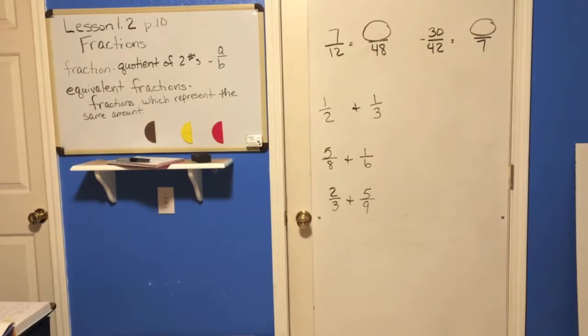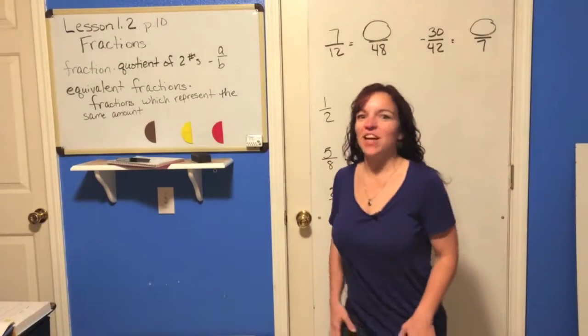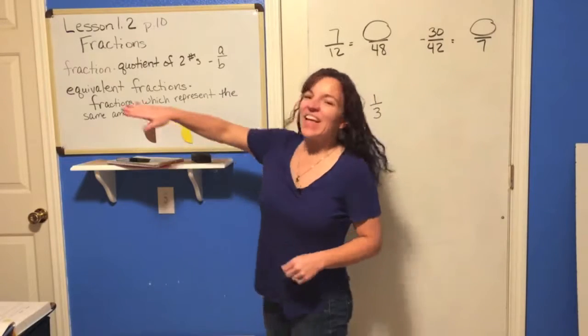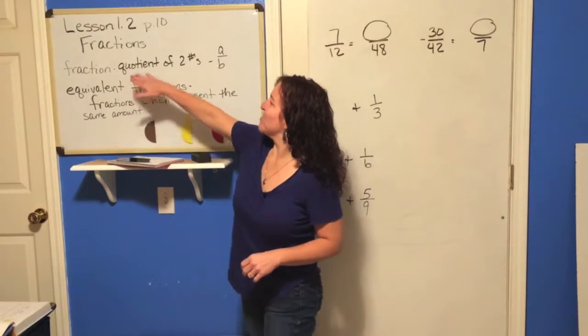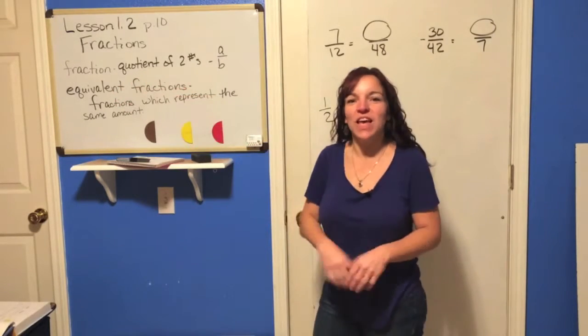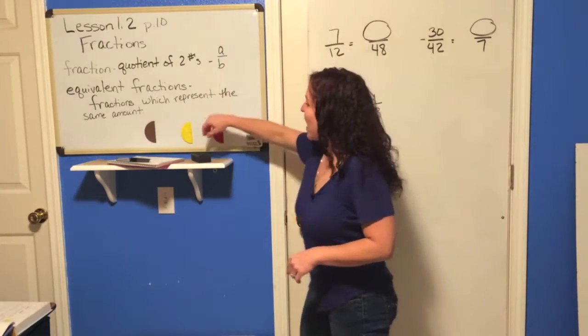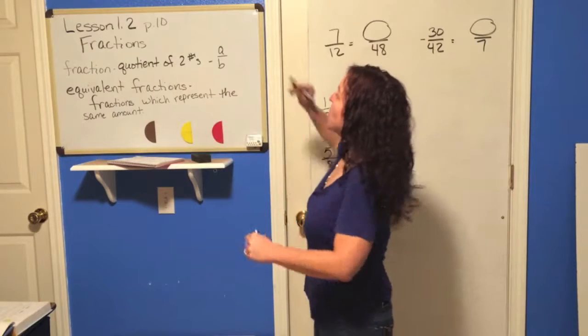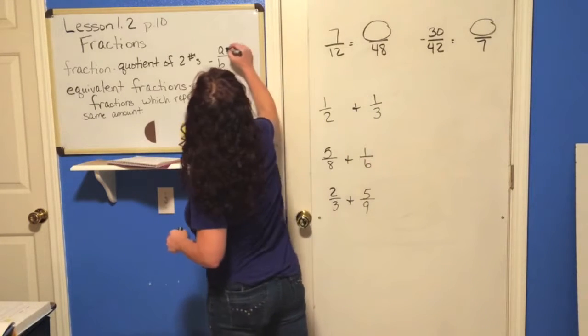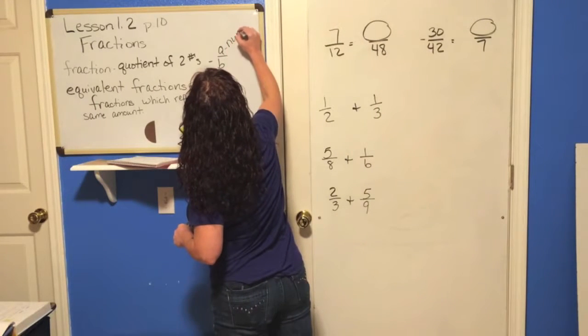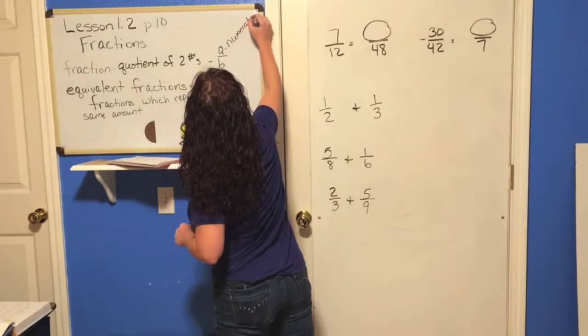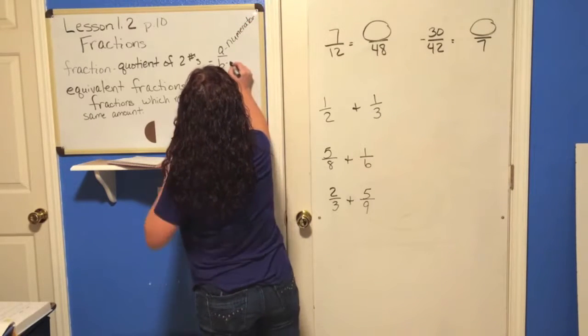Section 2 of Chapter 1 deals with fractions. I know you love them. Here we go. The definition of a fraction is simply a quotient of two numbers, and we recognize them by the way they look, A over B. And hopefully you will remember that the top number we call a numerator, and the bottom number we're going to call a denominator.